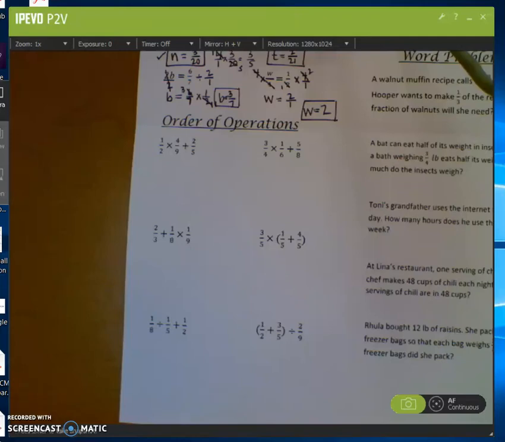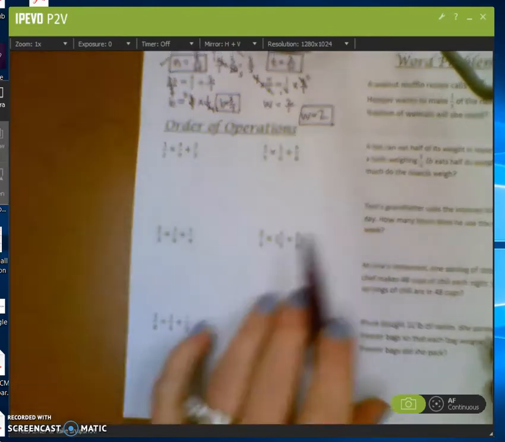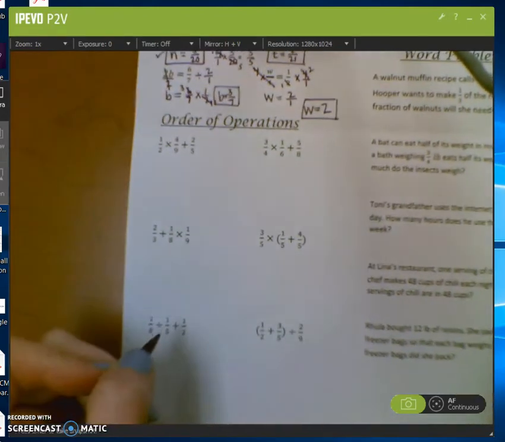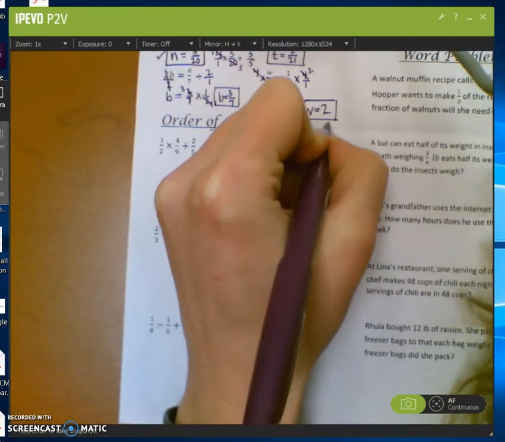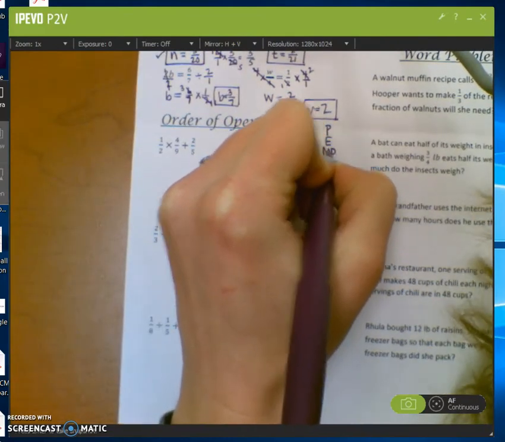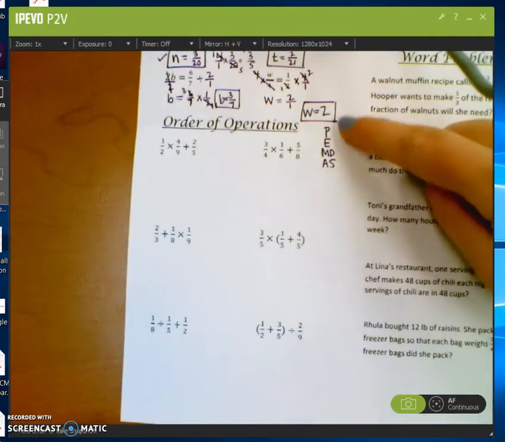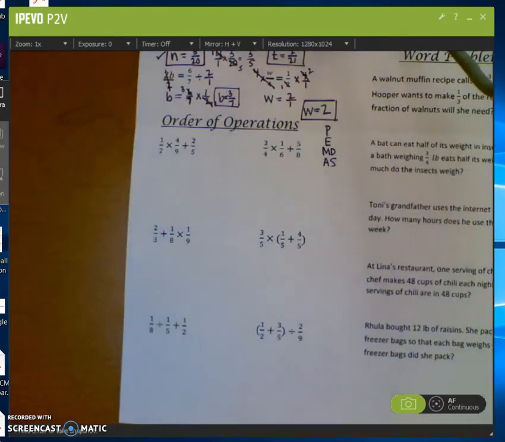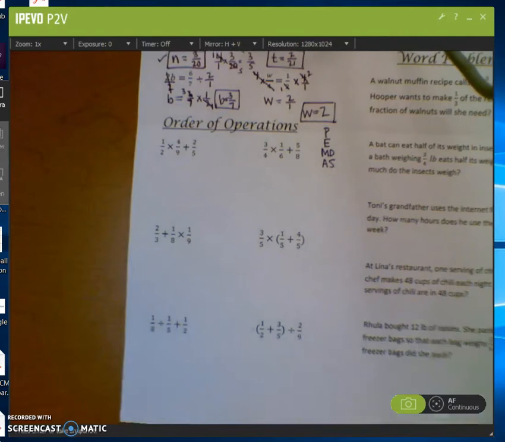Okay, so the next application of fractions that we're going to do is order of operations. Order of operations with fractions is the same as whole numbers. Remember we wrote PEMDAS, or we reminded ourselves of please excuse my dear Aunt Sally. And P stood for parentheses, E stood for exponents, M and D stood for multiply and divide, and we put them on the same line because we go left to right, whatever one comes first.